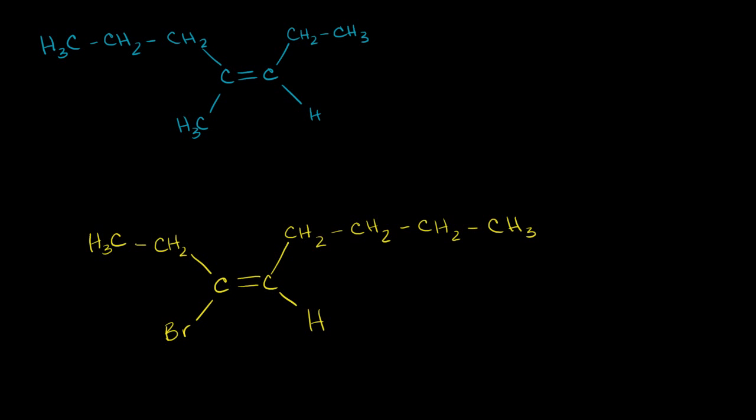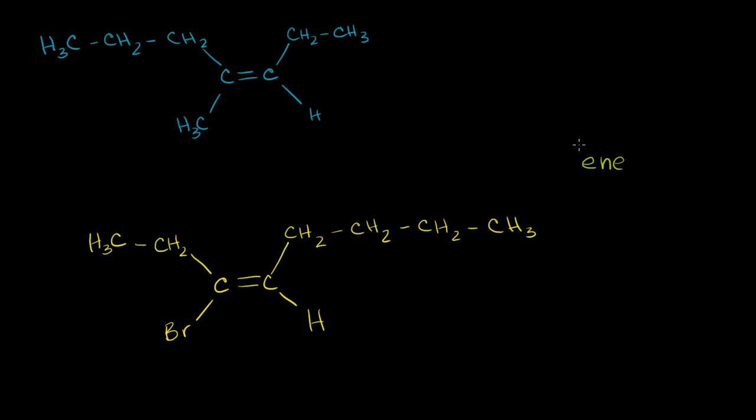Based on what we learned in the last video, let's see if we can name these two molecules here. So let's start with this blue one. The first thing we notice is that it is an alkene. It has a double bond right there. So we can, right from the get-go, write that it's going to end with an "ene."